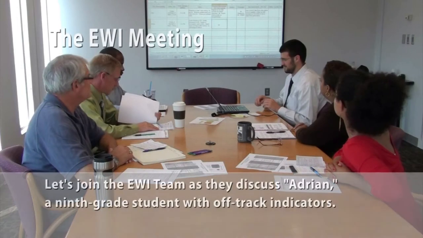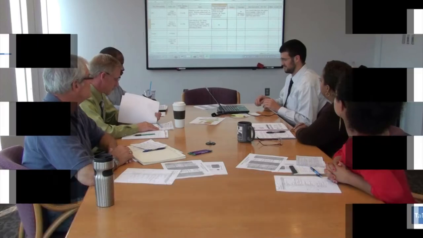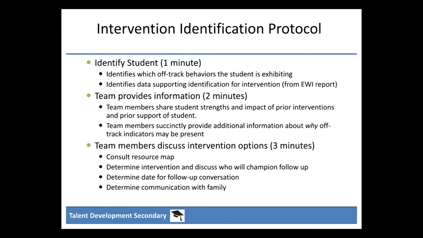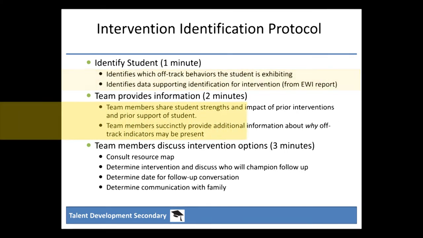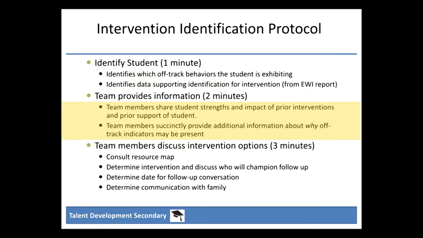Now, let's watch the EWI discussion of Adrian, a freshman with off-track indicators, and how the teacher team uses the ABC indicators and other data during their discussion. The team will be using a protocol to help structure their conversation. First, they identify which of the off-track indicators Adrian is exhibiting, and each team member provides information on Adrian's behavior and performance in their class. Next, they will identify strategies that have been successful in the past, or areas of strength that the student has. And finally, the team members will discuss effective intervention options and determine a follow-up plan.